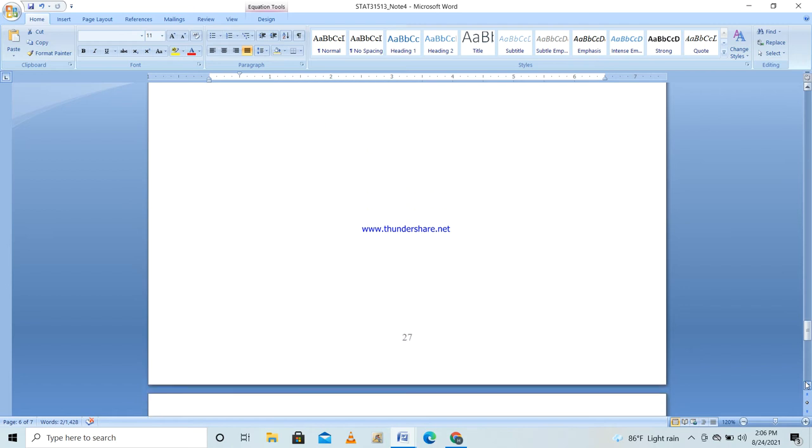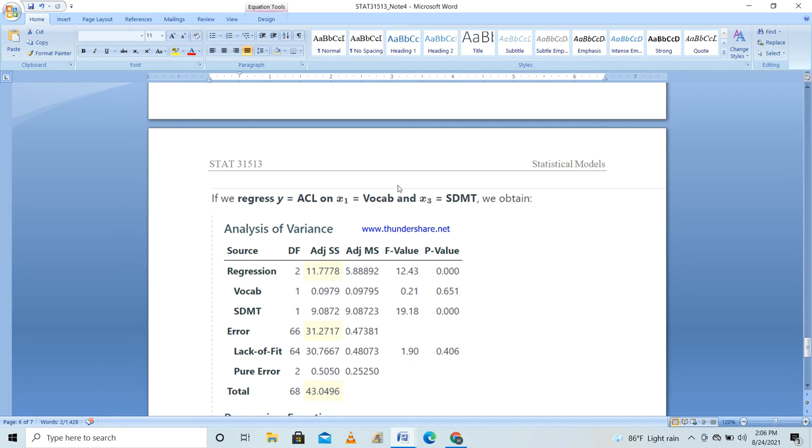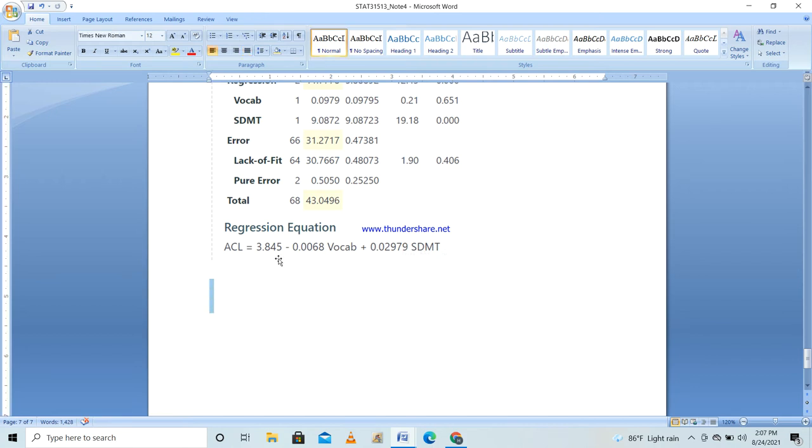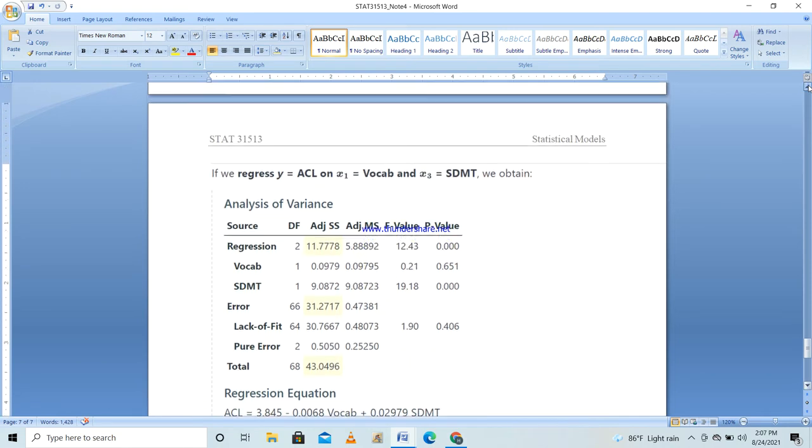Let's imagine we take the same data set and select x1, the vocab variable, and x3, the SDMT test value, as our independent variables, and come up with another model. If you fit a regression model, our ACL score is equal to 3.845, that is our intercept, minus 0.0068 times vocab, plus 0.02979 times SDMT.